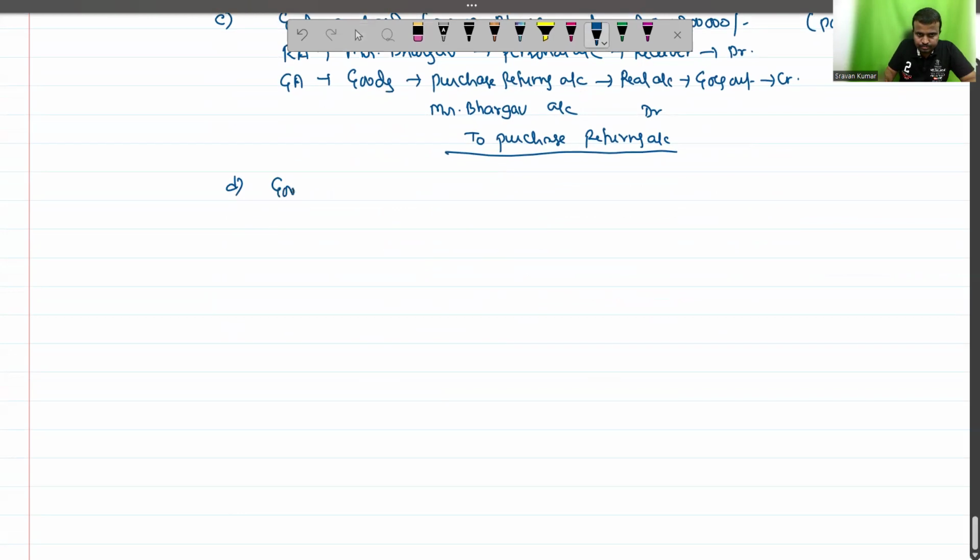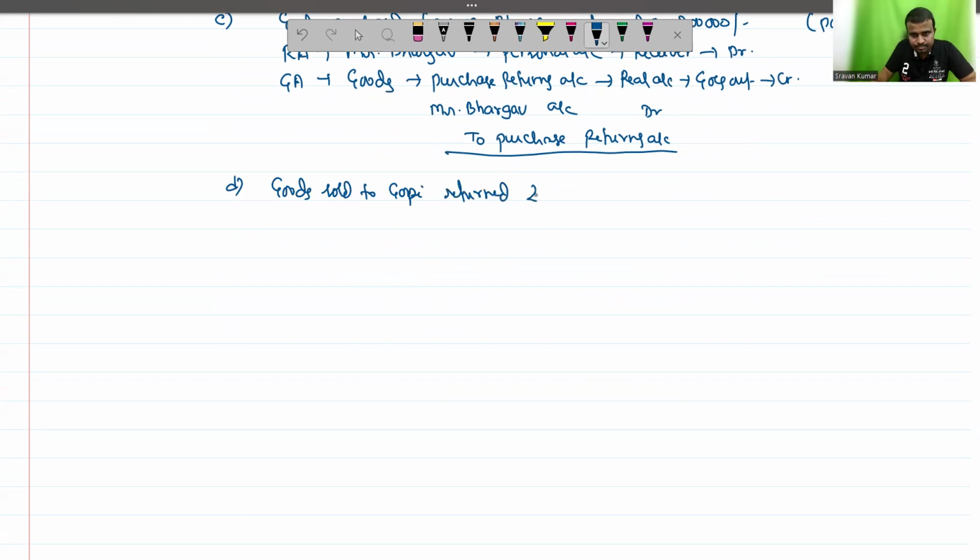So goods sold to Gopi returned, rupees 2 lakh. Here we sell the goods to Gopi. He may identify some defectives in the goods received, so he returned the goods to the business. So the goods sold to the customer are returned by the customer. If the goods are returned by the customer, we have to use the word sales returns.